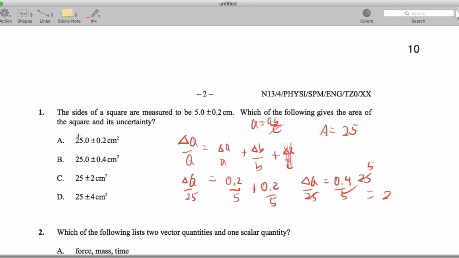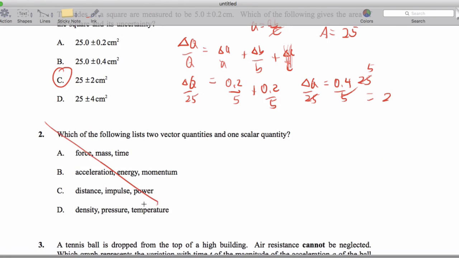So when I look through the list of uncertainties, I'm going to end up getting 25 plus or minus 2 centimeters. 25 plus or minus 2 centimeters is going to be the correct answer when we multiply this out. We're not doing vectors in this unit.